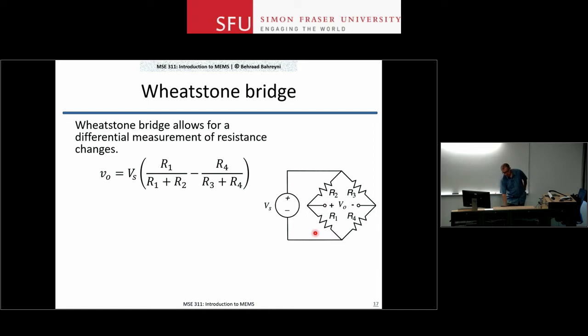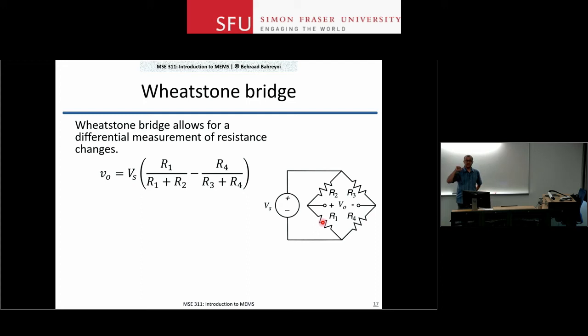But if R1 is subject to a strain and changes because of the strain, well, this voltage will now change because R2 does not see that strain and therefore stays the same. I measure a change here that is probably due to the change in resistance. That's all good and great with a minor problem.